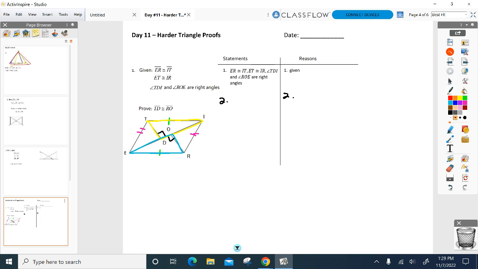And again, I'm picking those two because they have TD and RO as sides, and I already know I have a pair of angles and a pair of sides. So let's see, TI and ER, there's my pair of sides. I say I have a pair of angles, but have I written them down yet? No. In step 2, I will have a pair of angles when I tell you that TDI is congruent to ROE. Why?